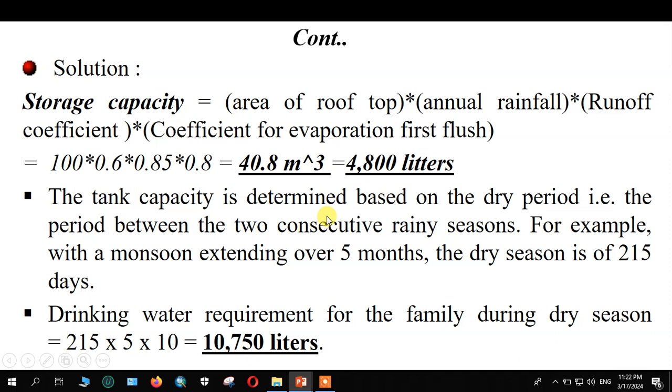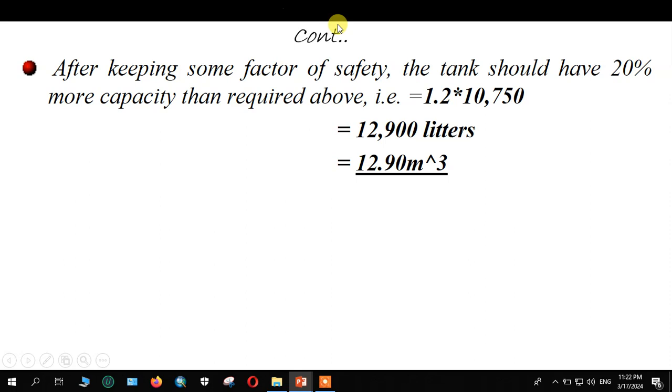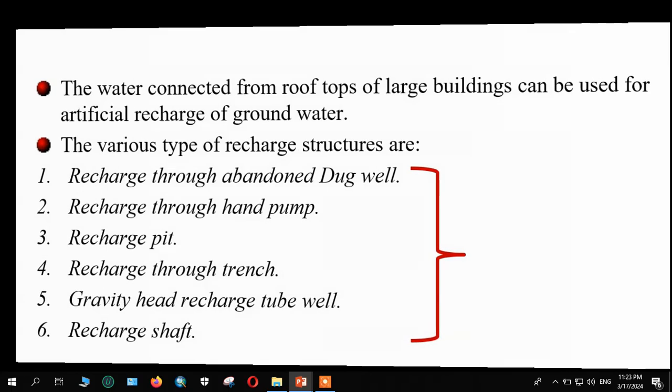The tank capacity is determined based on the dry period, that is the period between two consecutive rainy seasons. For example, with a monsoon extending over 5 months, the dry season is 250 days. Drinking water required for the family during the dry season is simply family size times 250 days times 10 liters per capita per day, which is 10,750 liters. Let's add 20% as a safety factor or allowance. After keeping some factor of safety, the tank should have 20% more capacity than required. That means 1.2 times 10,750, which is about 12.9 cubic meters. This is a simple example.